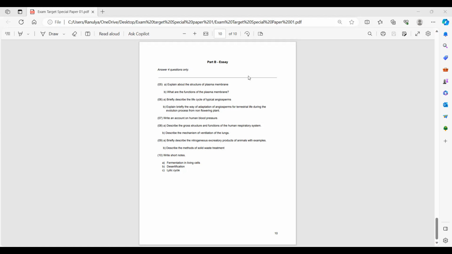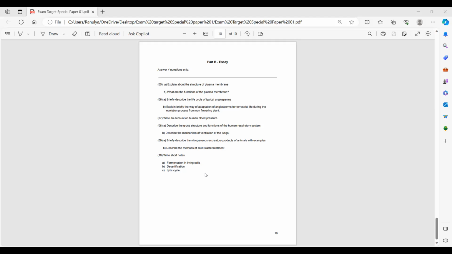Next point, gynoecium is made of carpels. Next point, it has stigma, style, and ovary. Next point, ovules are not exposed. Next point, female gametophyte is found in ovule. Next point, it is known as embryo sac.